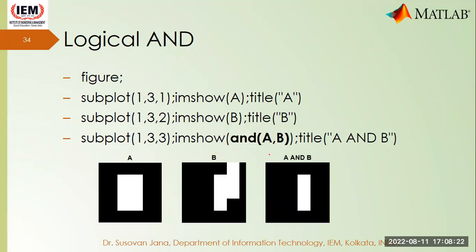Now logical AND. The same input images are here, but we know the funda of an AND gate. If both inputs are 1, then only the output will be 1. That's why only the common region, which is white in both of these images, will be displayed in the output, and all other pixels will get 0. The function is the AND function.